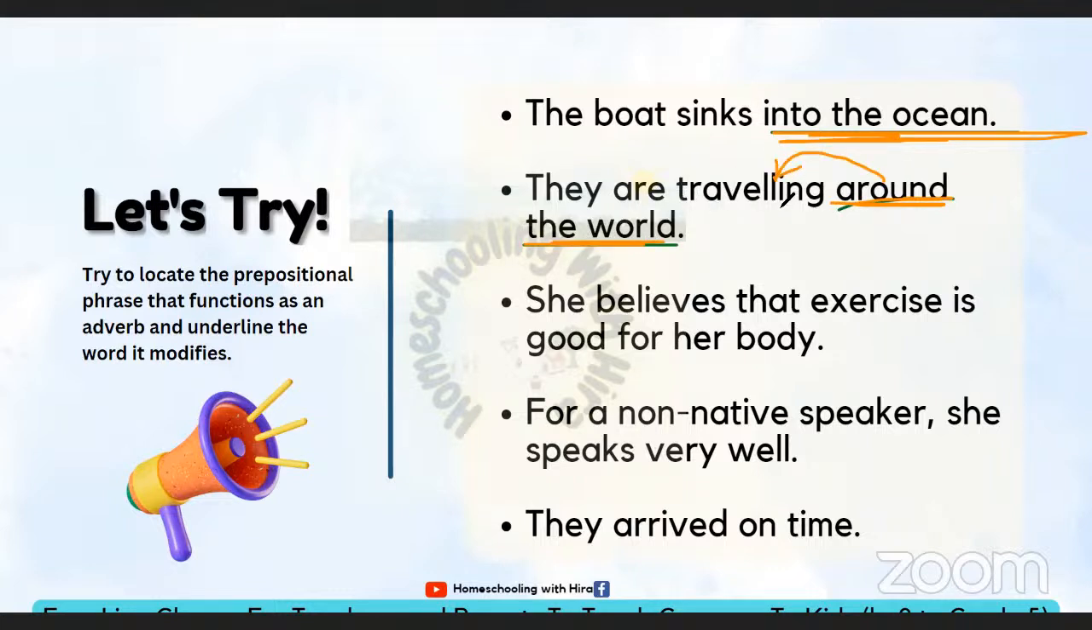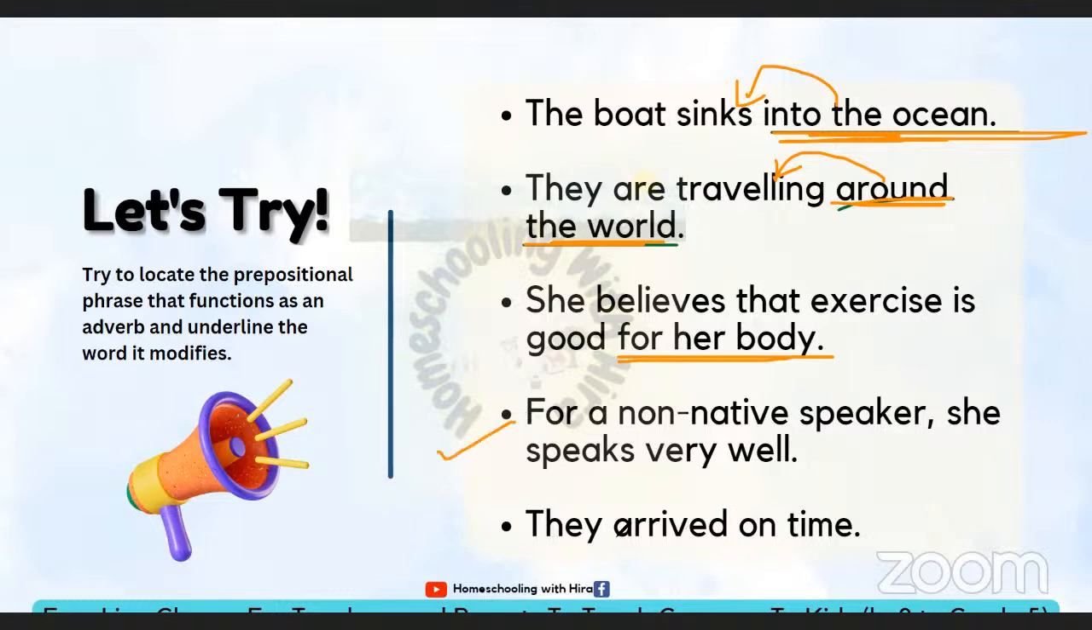Around the world, giving information about the verb. The boat sinks into the ocean, giving you information about the verb sinks. She believes that exercise is good for her body. For her body. The complete thing: for a non-native speaker, she speaks very well.